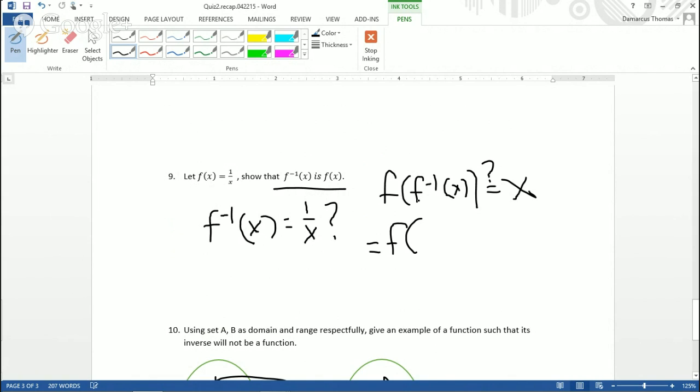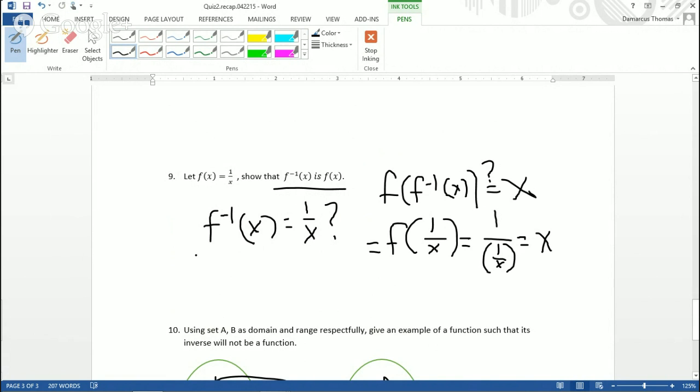F of, well, f inverse, we're checking to see if f of f inverse, where f is 1 over x, is x. Now we got to plug it in. I'm using parentheses to show that I'm substituting 1 over x inside of the x. And now we need to divide. 1 divided by 1 over x is just x. And so this is correct.